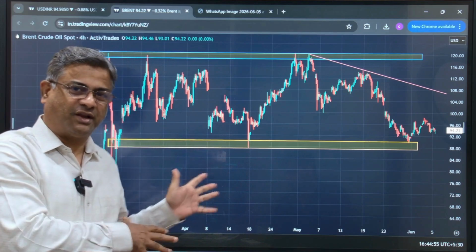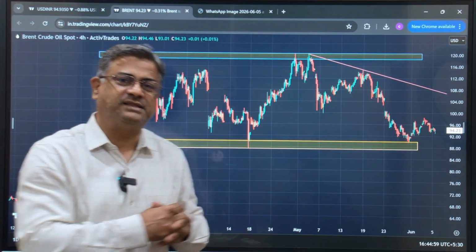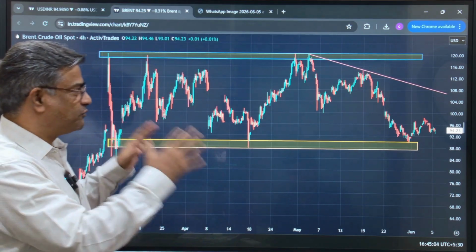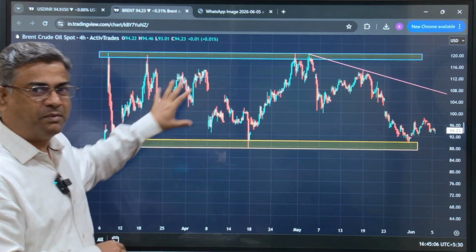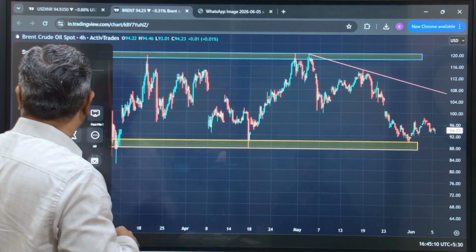But today, before I come to dollar INR, I want to have a look at the Brent crude oil price, and then we'll come to dollar INR, and then we'll come to the hedging decisions. Okay, so first, this is the Brent crude. This is, remember, a 4-hourly chart. Let me get my pen.